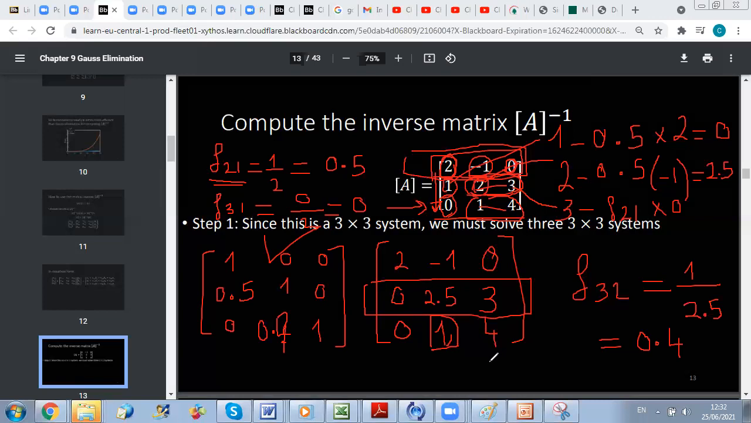So now I just still have to update this coefficient 4. So I will replace 4 by 4 minus my factor F32, which is 0.4, times what? I should multiply 0.4 by 3, okay? So it's 4 minus 0.4 times 3, which is equal to 2.8, okay?